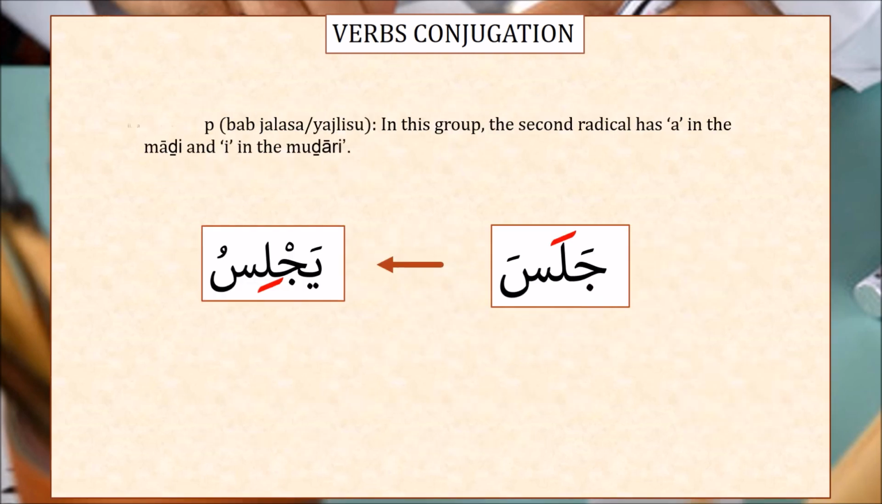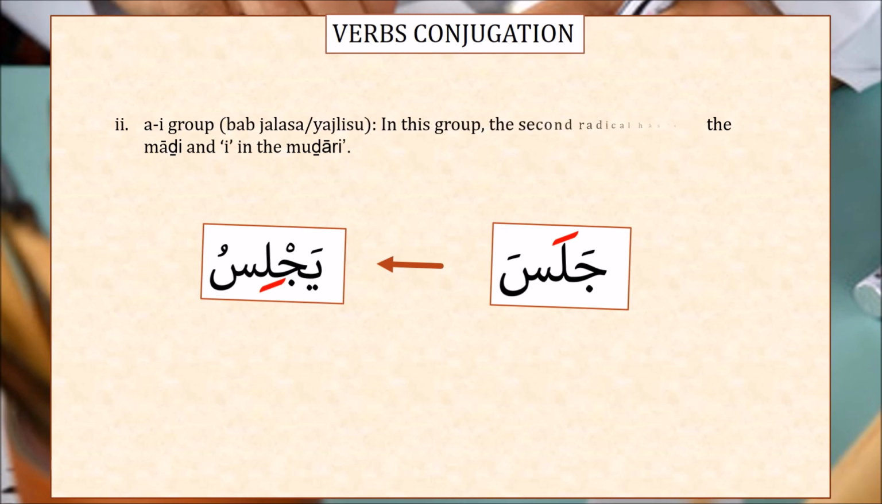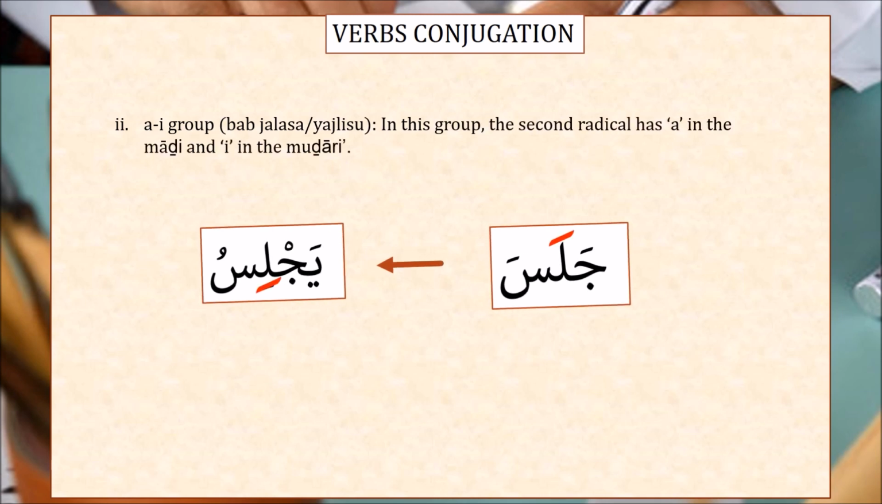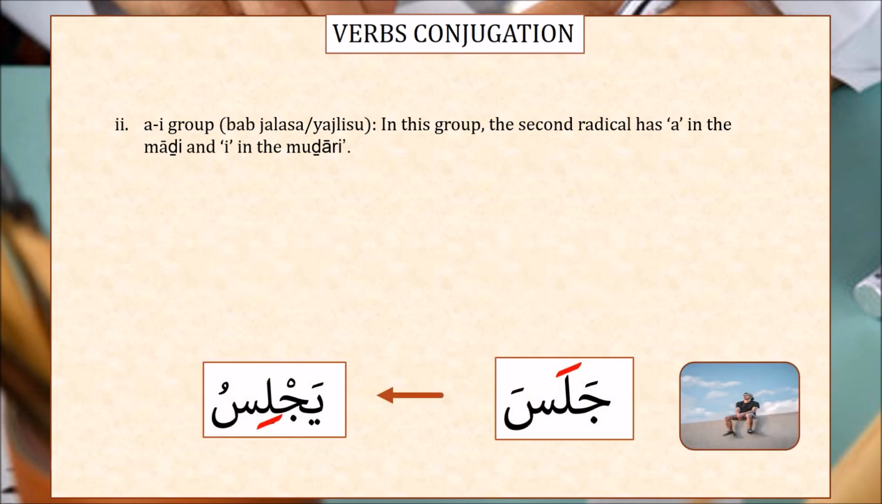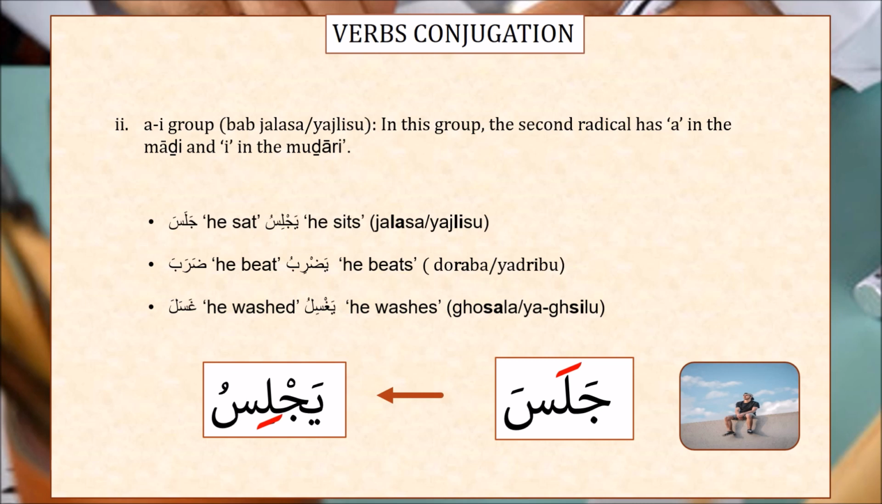The second group is the AI group. It is the group in which the ainul fi'l takes a fatha in the madi, while a kasra replaces the fatha in the mudari'. It may be called babu jalasa yajlisu. Examples are jalasa yajlisu, daraba yadribu, ghasala yaghsilu.